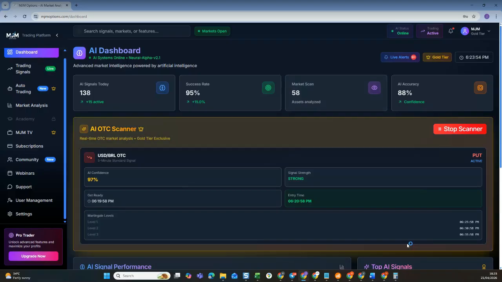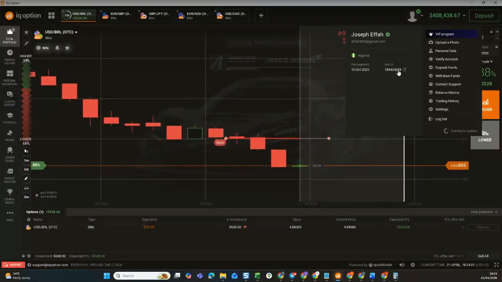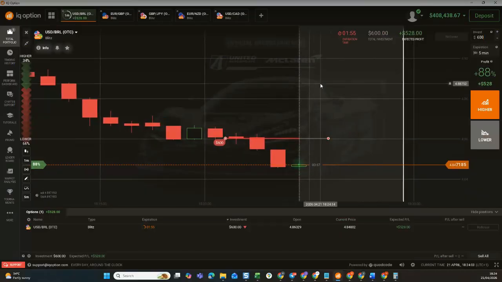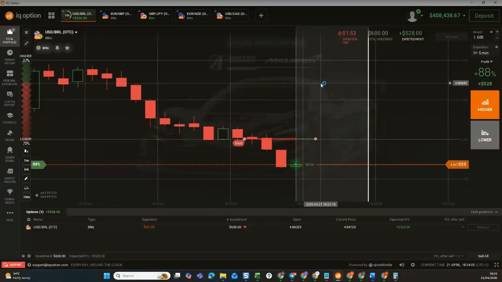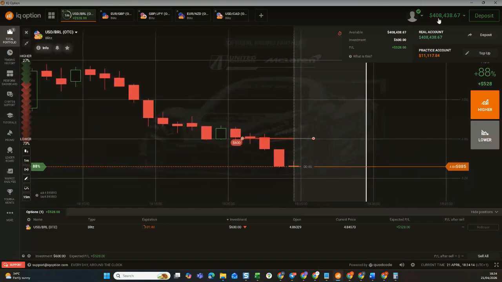The second step is for you to register on IK Options using our link. You go to your profile, you copy your user ID, you send that to me. When you do that, the next step is for you to go and fund your IK Options account. The moment you fund your IK Options account, you get access to the AI permanently.